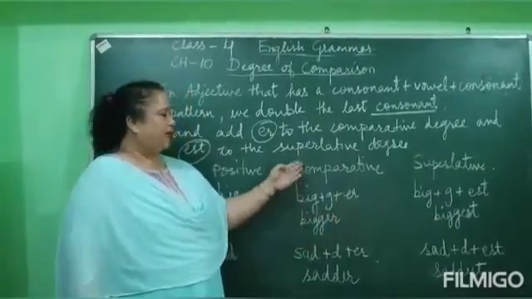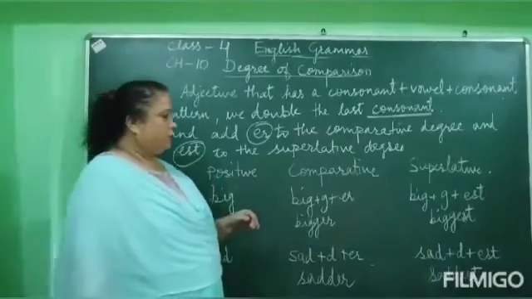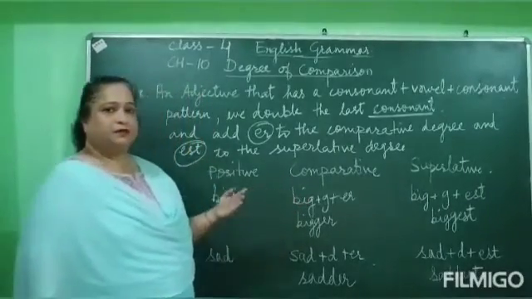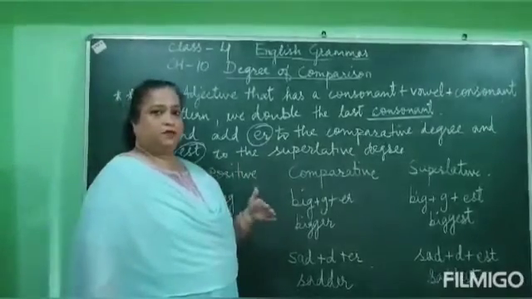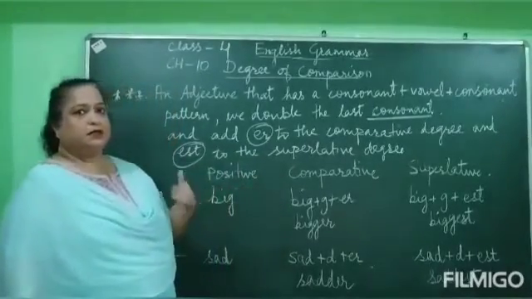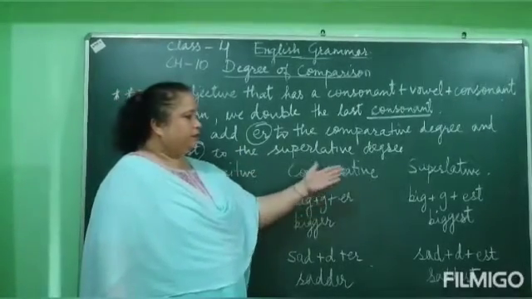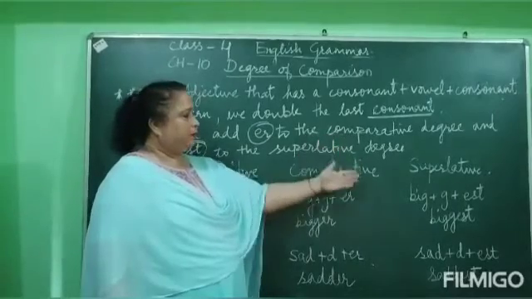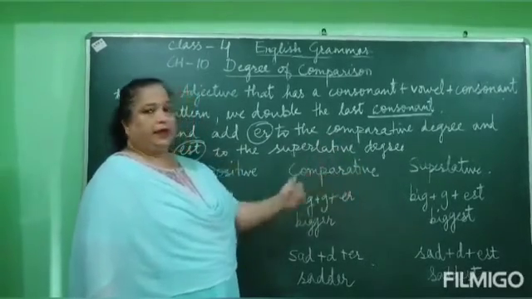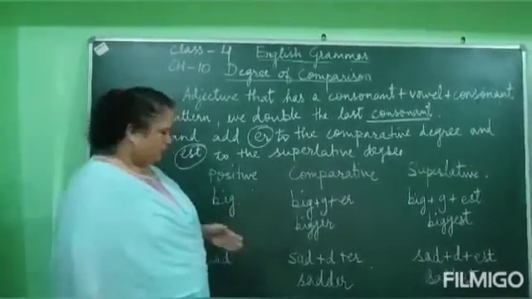So this is the comparative form of big. To get the superlative form, again we follow the same pattern: consonant, vowel and consonant. The last consonant again is doubled. So BIG, then the last letter is G, so we double it, again we add another G and we add EST to it and we get the word biggest.